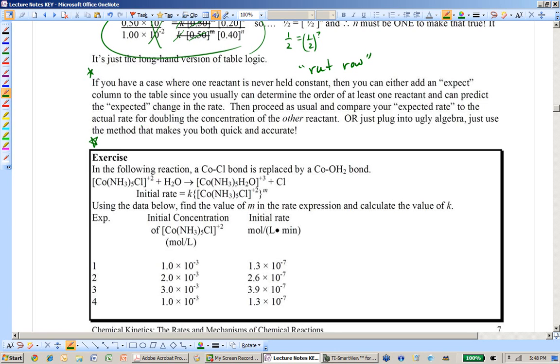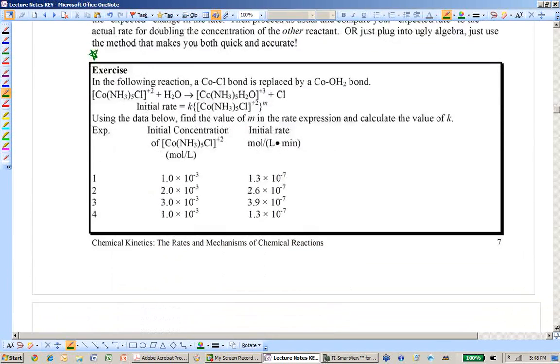Or you could just plug into ugly algebra. Just use the method that makes the most sense to you. You just got to be quick and accurate. So if you're prone to algebra mistakes, table logic is probably the way to go. If you love algebra and you're fast as lightning at it, then that's the way you should go.